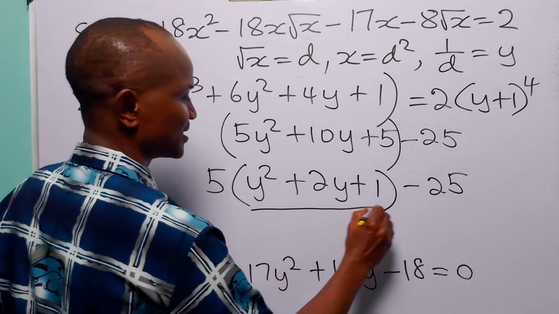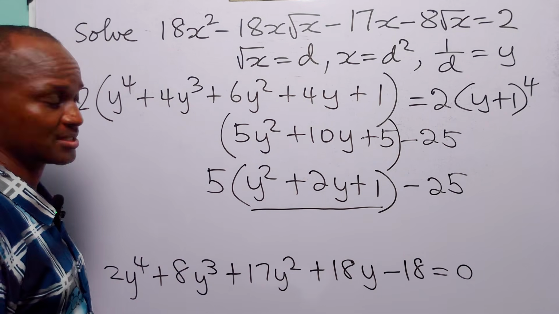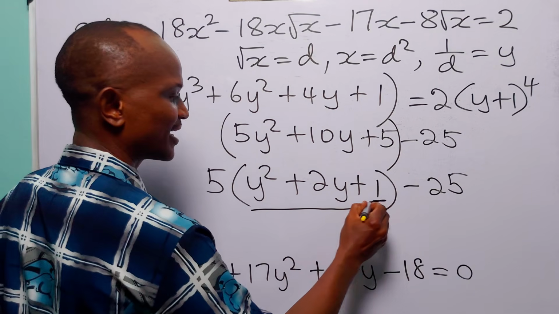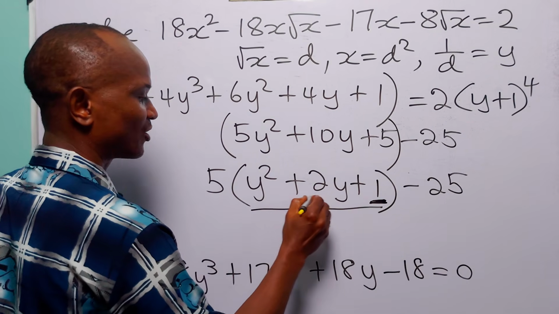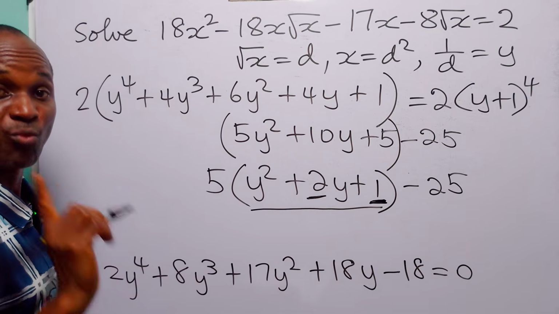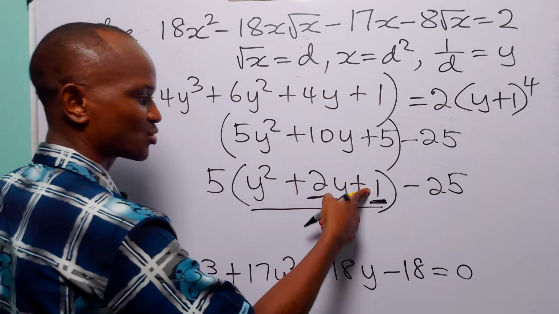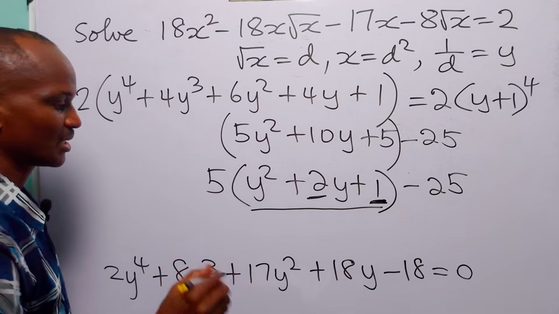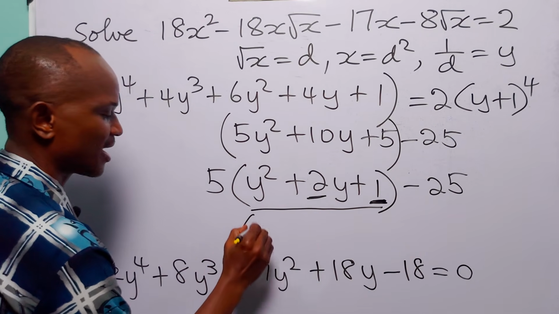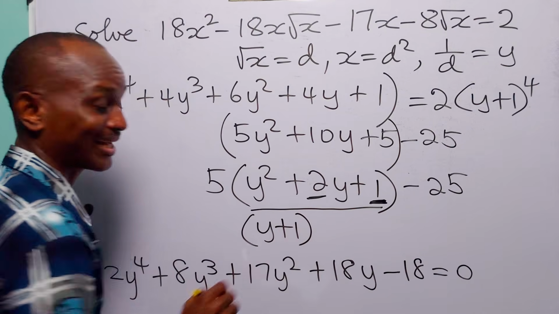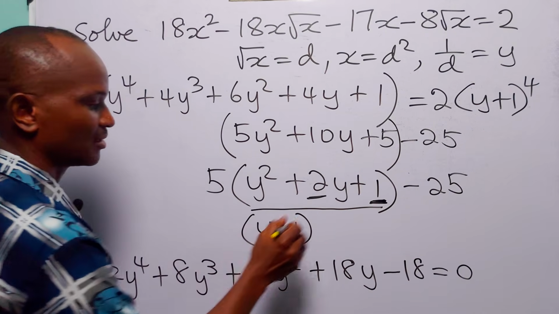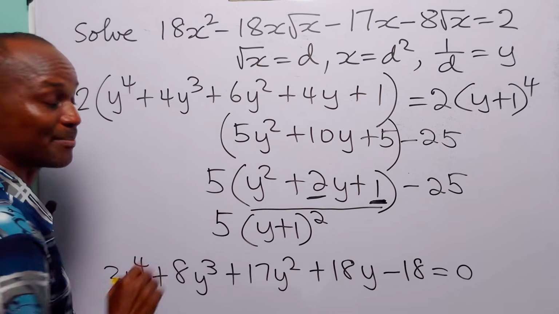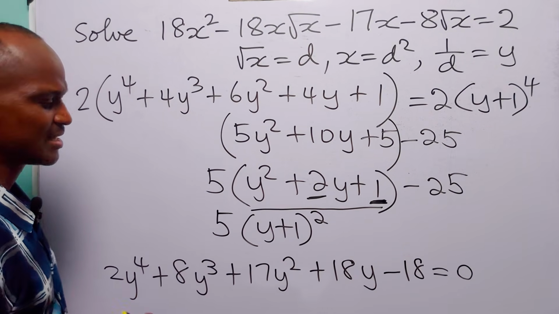Now look at this quadratic expression. We can factorize it. Since the coefficient of y squared is 1, all we need to do is to find the factors of 1 that add up to 2. And of course, we have 1 and 1 because 1 times 1 is going to give us 1. 1 plus 1 is going to give us 2. That means that when we factorize this, we have y plus 1 times y plus 1. So here we have y plus 1 squared. This is multiplied by 5.